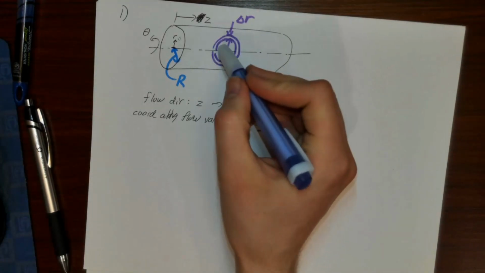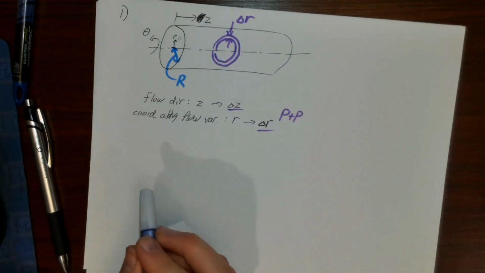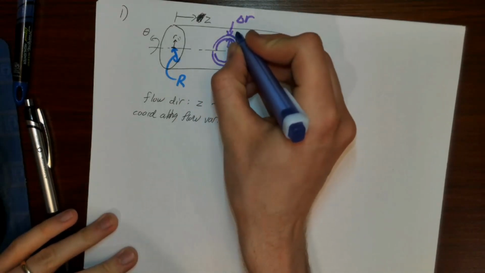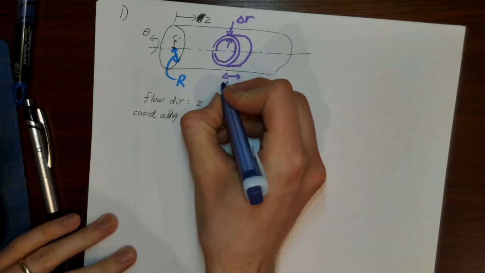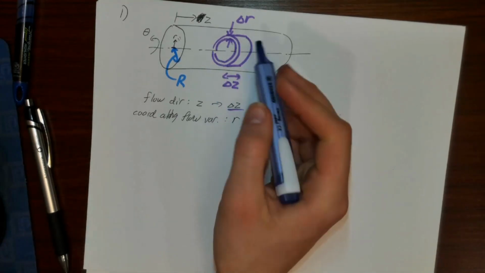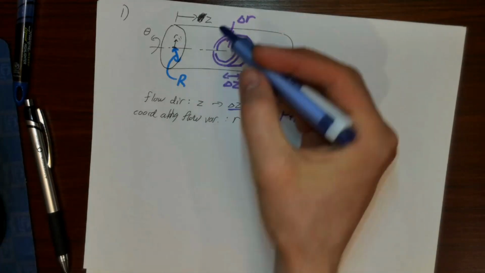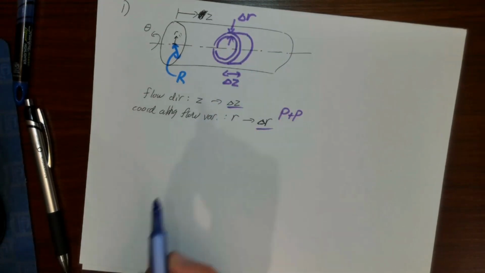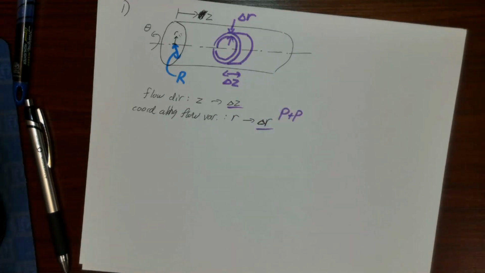But of course, a ring isn't really a full volume, right? There's no volume to just a 2D ring. This ring also has a width, or thickness, delta z. So here's going to be our shell. It's this circular ring that has a thickness delta r in this dimension and a thickness delta z in this dimension.